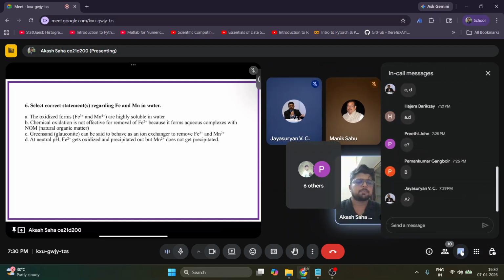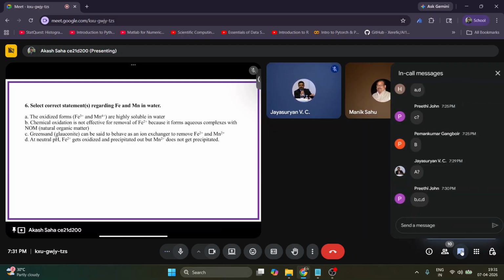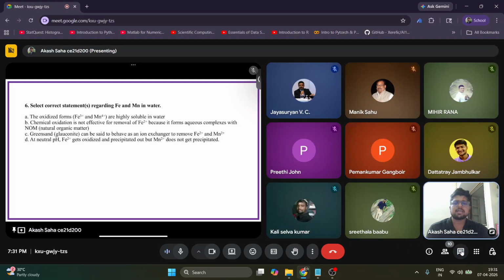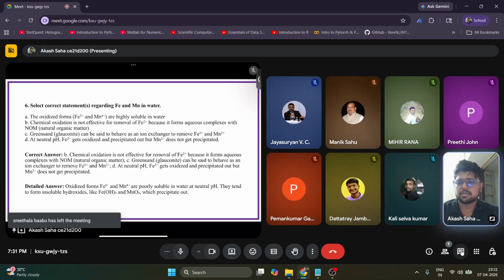So here, except option A, all the others are correct. Okay, so you have rightly mentioned. So B, C, D all are correct. So I'm not going through that. Whereas A, the oxidized form, that is the ferric and the Mn4 plus, are highly soluble in water. That is wrong, because these two phases will precipitate out as ferric hydroxide or manganese dioxide.